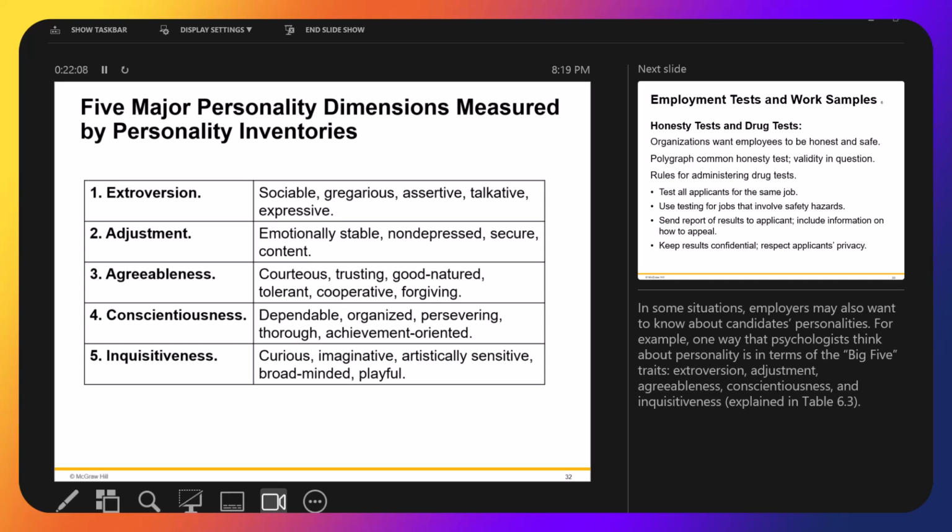Conscientious: dependable, organized, persevering, thorough, achievement-oriented. A lot of times I find people like this make good leaders and managers. Inquisitive: curious, imaginative, artistically sensitive, broad-minded, and playful. These are the kind of people, to me, that make good investigators because they're curious and inquisitive, and imaginative, which comes in handy when you figure out different ways to do different types of investigations to apprehend criminals.